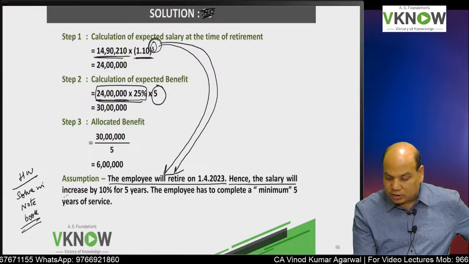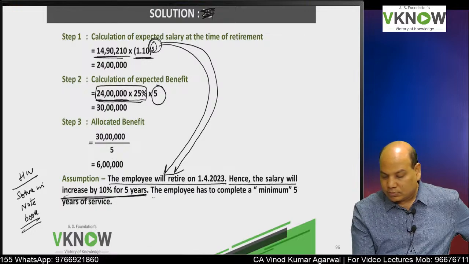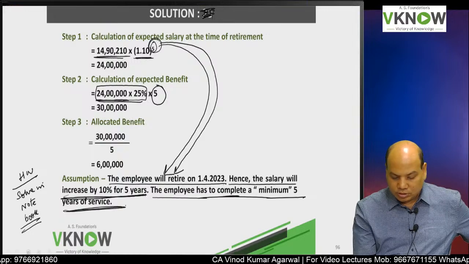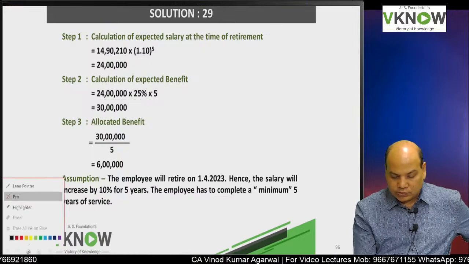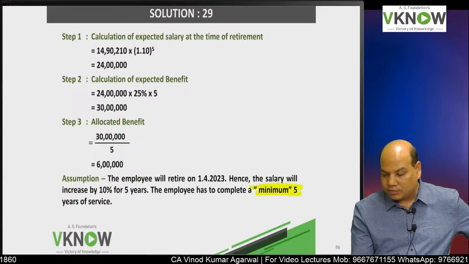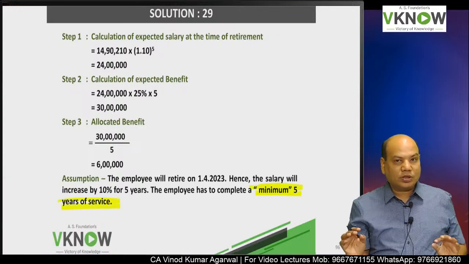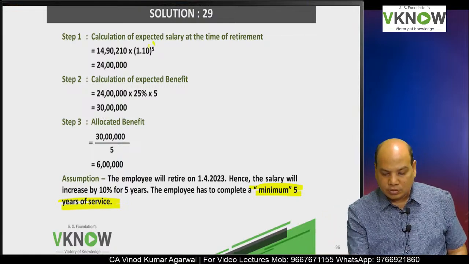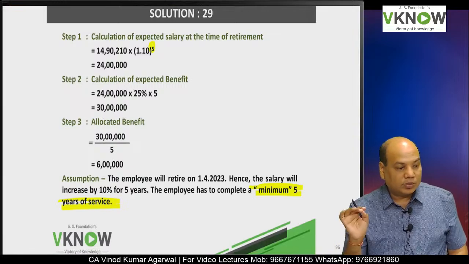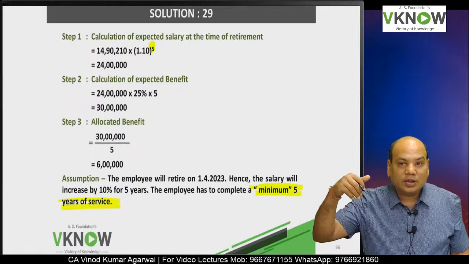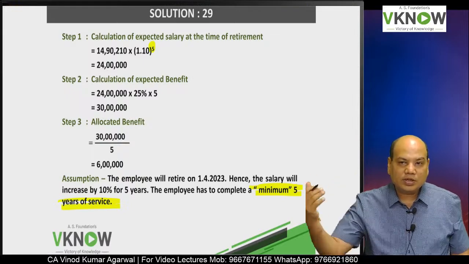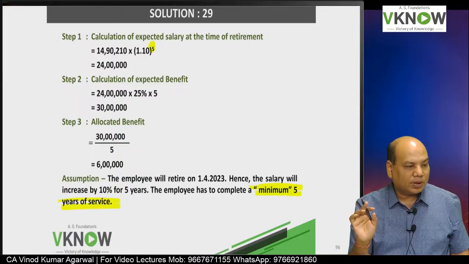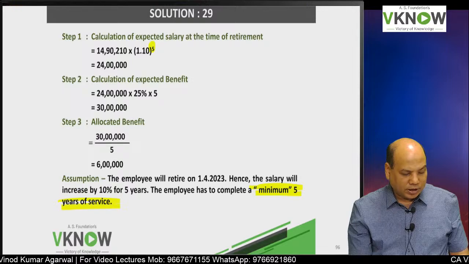Hence the salary will increase by 10% for 5 years. The employee has to complete a minimum of 5 years of service. Now what will the student do? He is confused now. Should I take 4 years or 5 years? If the problem uses the term that the employee has to complete a minimum of 5 years of service, then take the power 5. If the problem says the employee will retire at the end of year 5, then you will take the power 4. For exam purposes, keep that in mind.